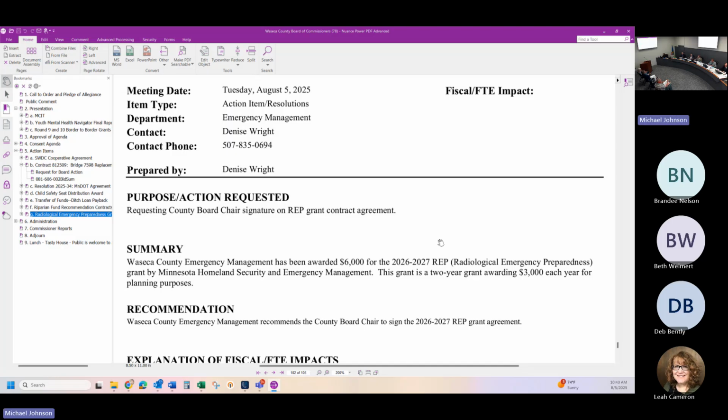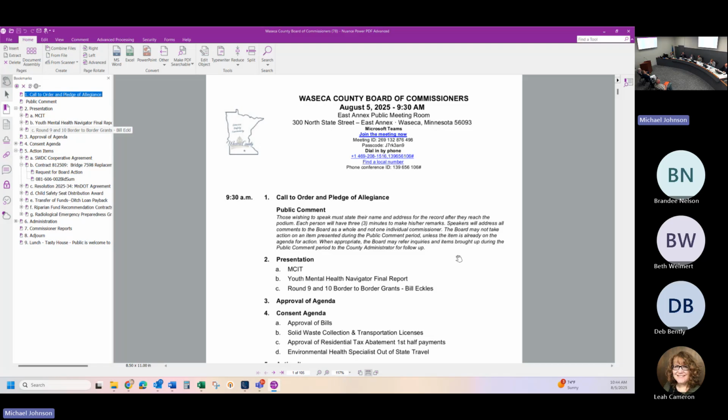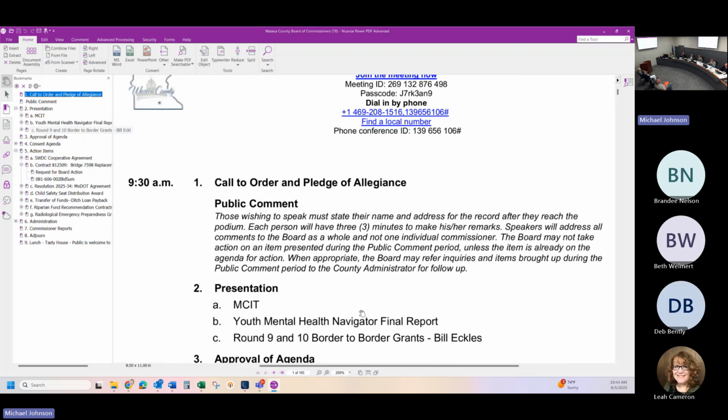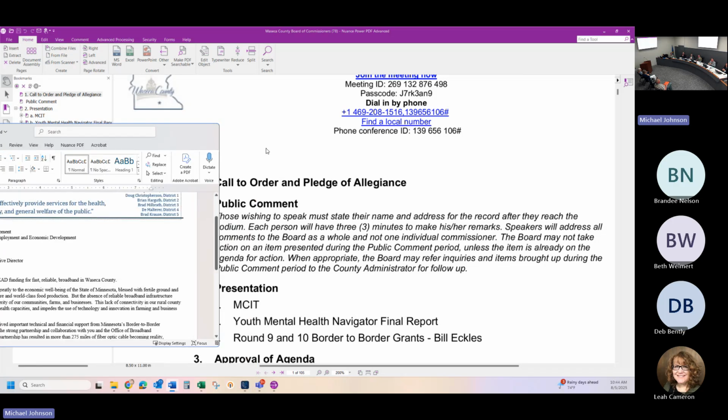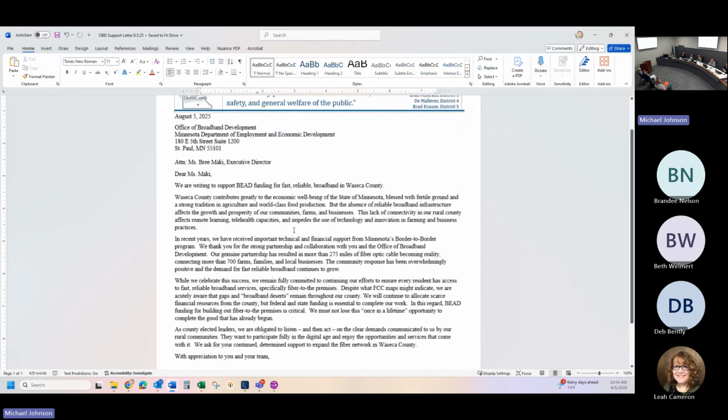Any further discussion? All in favor, say aye. Aye. All opposed, same sign. Motion carries. All right, then, the added item, broadband support letter. Let me take that. Steve, do you want to give some context for this?